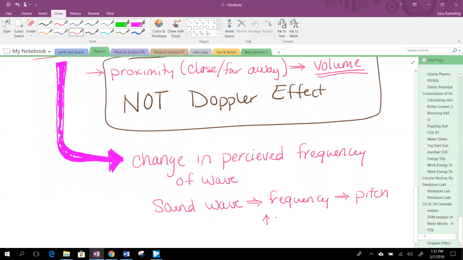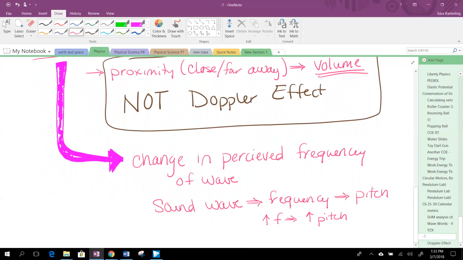Okay? The higher the frequency, the higher the pitch. So those of you that are musically inclined among us, know that as you go up the scale, we're getting higher and higher in pitch. The reason that happens is because the frequency of that note is increasing.